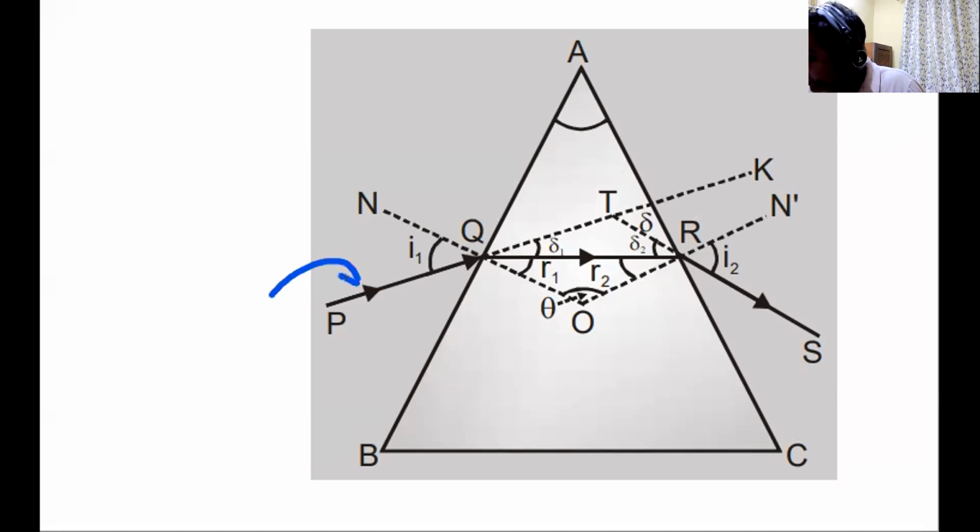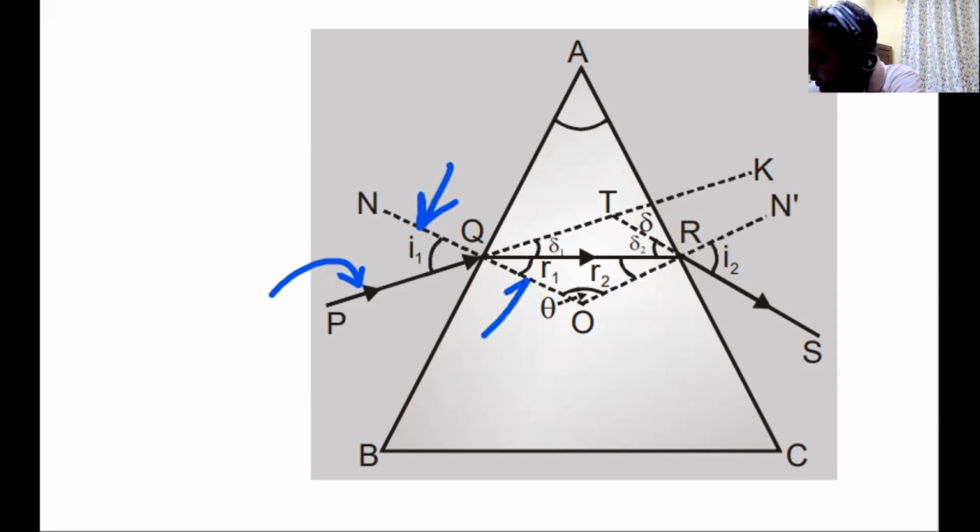This ray PQ is your incident ray. Yes or no? Do we remember this? PQ is the incident ray. I think the mic has gone. Can you all raise hand that we understand this? Yes, sir. Okay. This I1 is the angle of incidence.